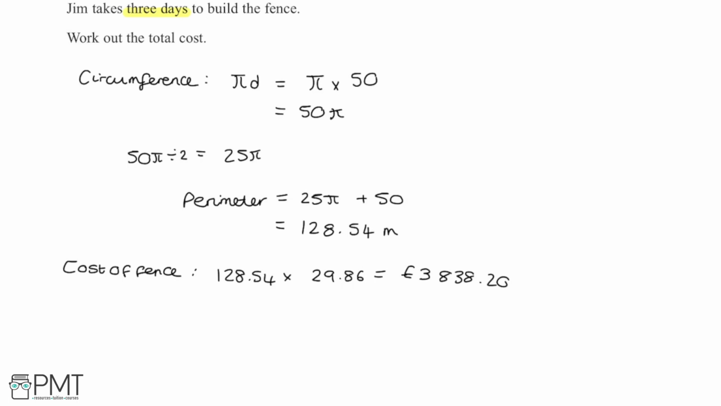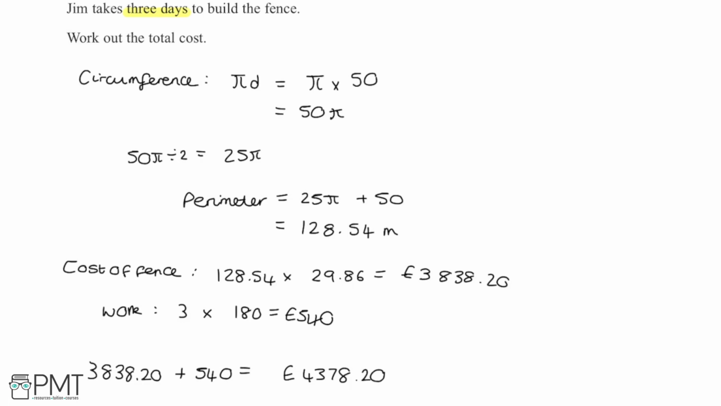Now finally, I'm just needing to remember to add on the £180 for each day's work. We're told Jim takes 3 days to build the fence, so the cost for the work is going to be 3 days multiplied by the cost for each day, which is 180, so that's £540 total. Now the total cost is this price of the fence plus the day's work, so I can add these two values together, so £3,838.20 plus 540, add those together to get me a final answer here of £4,378.20.